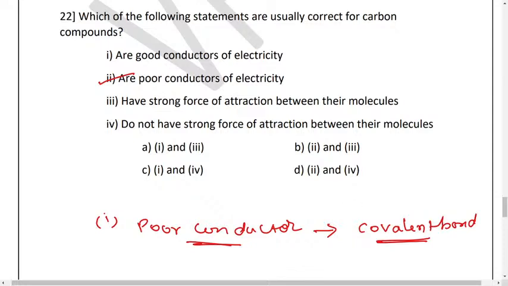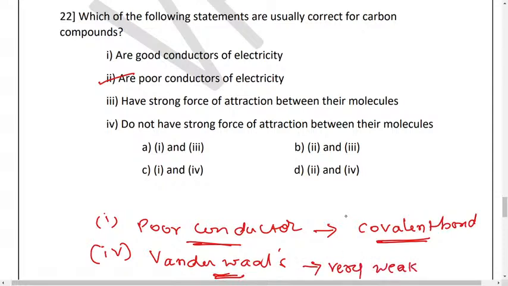Correct? Now the next: have strong force of attraction between their molecules. That is the third characteristic property they have given. No, isn't it? They do not have a strong force of attraction. The intermolecular force of attraction is not strong. It is a very, very weak force of attraction. Which force of attraction? That is the van der Waals force of attraction. Dear students, the van der Waals force of attraction exists. It is a very, very weak force of attraction.